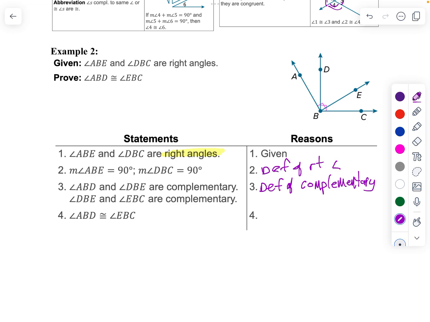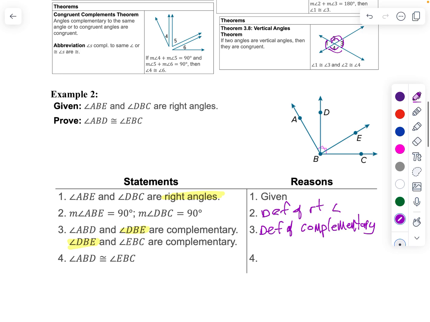Then I notice in both statements of step 3, I've got DBE. So in other words, I've got two angles that are complementary to the same angle. Well, if I've got two angles that are complementary to the same angle, I know those two angles have to be congruent by the thing we just learned, the congruent complements theorem. And we're done with our proof. I've just proved what I want to prove.